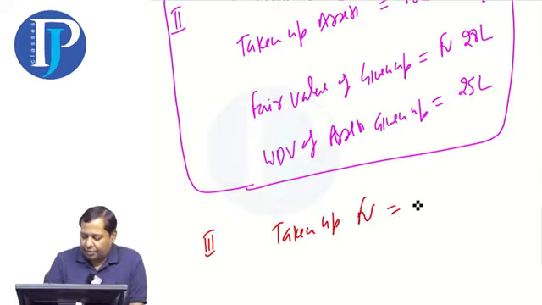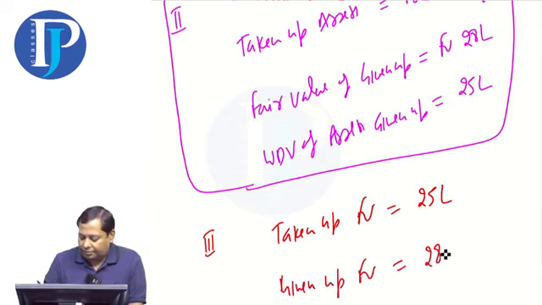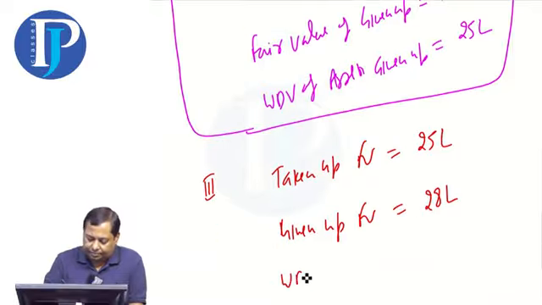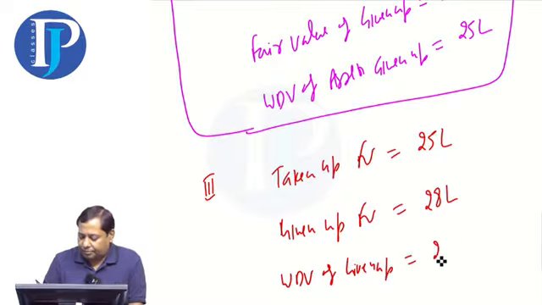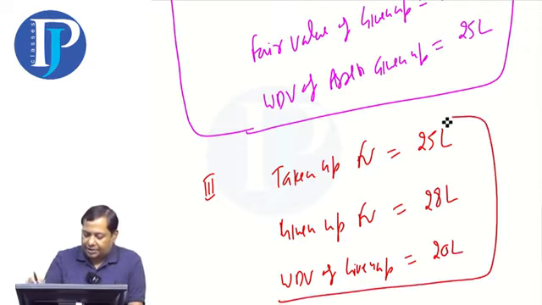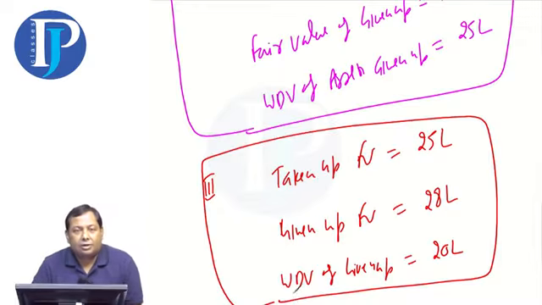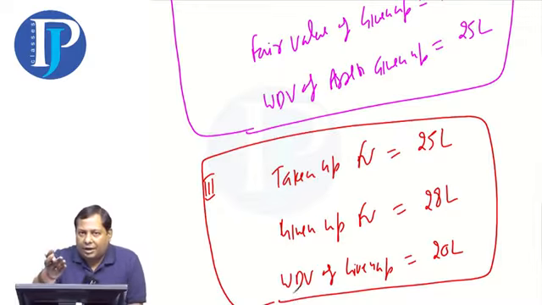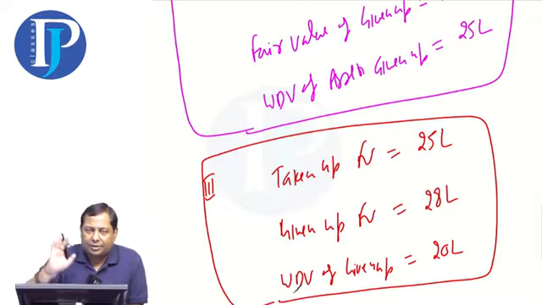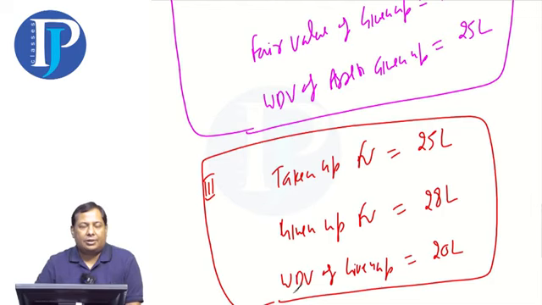Taken up, fair value 25 lakh. Given up, fair value 28 lakh. WDV of given up, 25 lakh. Let's take this as 20 lakh. This became the third case. In the third case, you know the fair value of the asset that will be received and also the fair value of the given up asset. There are a maximum of 3 cases.